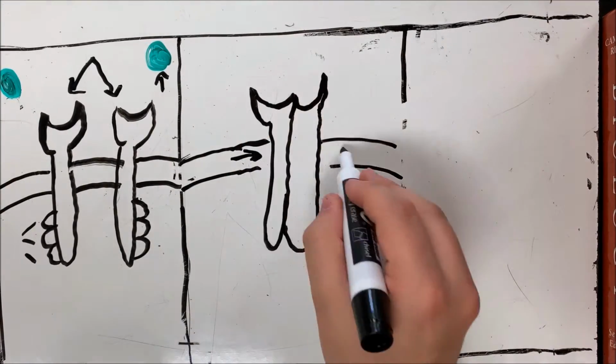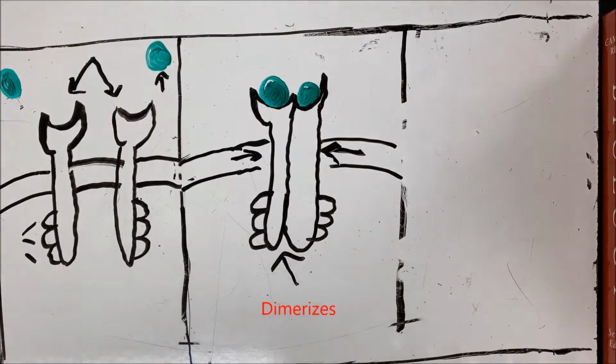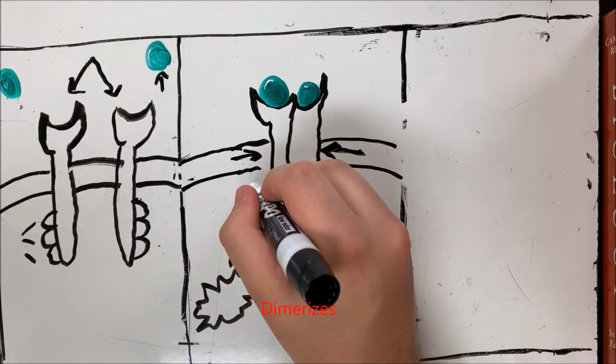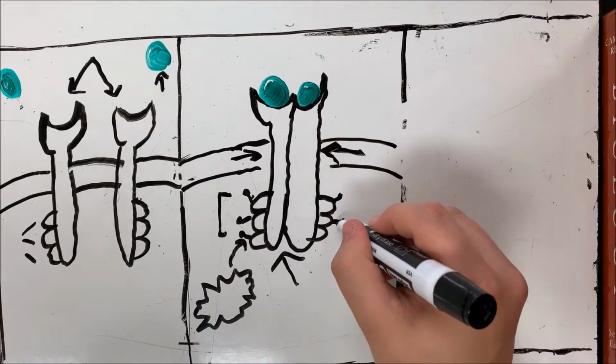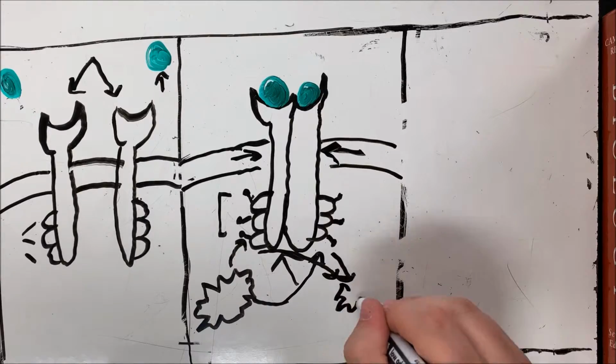Once dimerized, the tyrosines that were previously mentioned are phosphorylated by ATP, which in turn phosphorylates enzymes which can then begin a phosphorylation cascade, activating the signaling pathway.